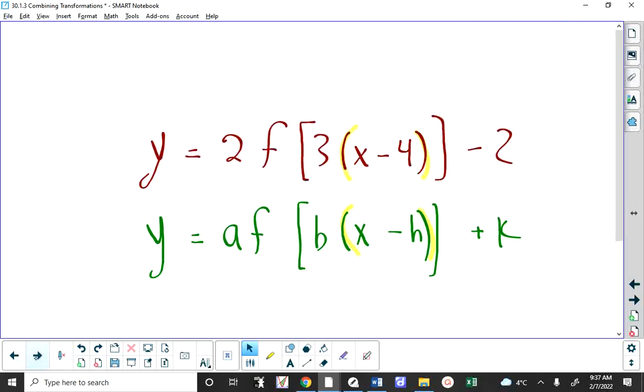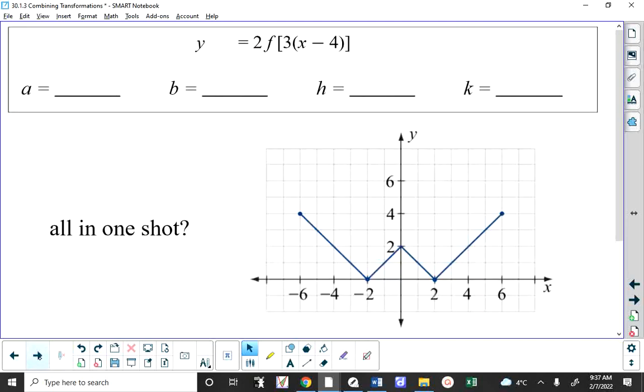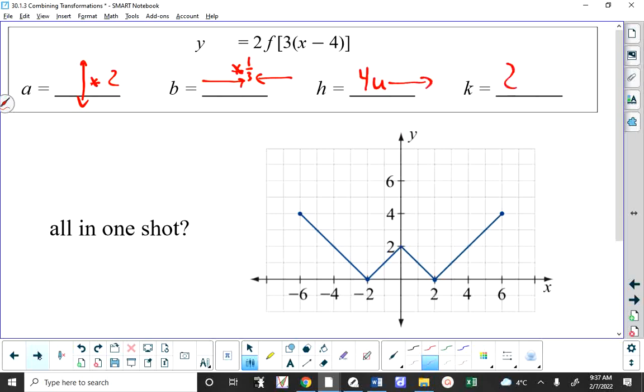Could we have done this in one shot? Well, it requires more organized thought. But let me demonstrate to you that it can be done. I'm not going to rewrite these. I'm just going to write that this is a vertical stretch by a factor of 2. This is a horizontal stretch by a factor of 1/3. This is 4 units to the right, and this is 2 units down.